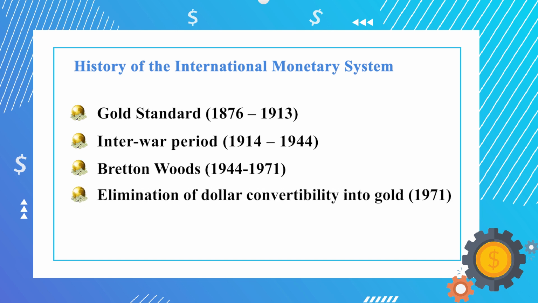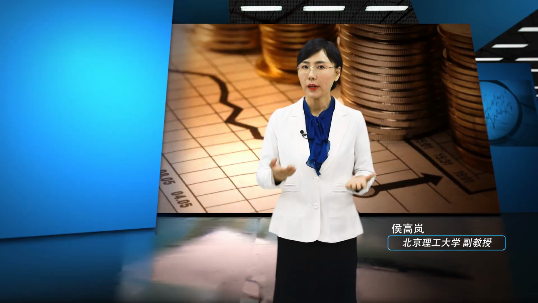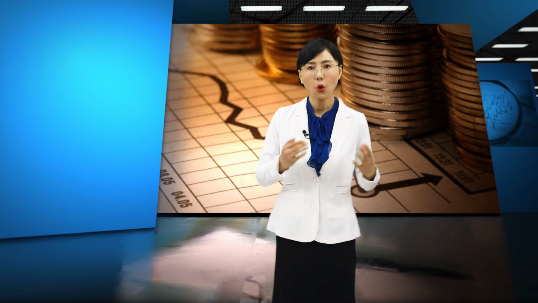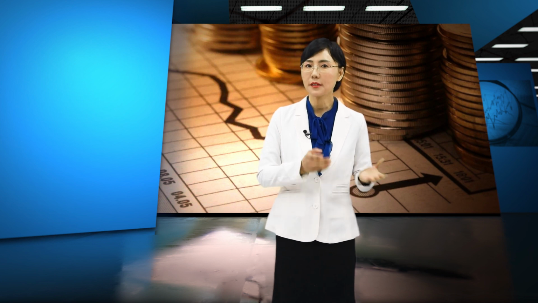In 1971, the dollar stopped being convertible into gold, which marked the breakdown of the Bretton Woods system. Since 1973, most currencies in developed countries have begun to float. Please note, in this chapter, when we talk about International Monetary System, we refer to the system conducted in major developed countries, since developing countries were in a passive position, having no control over the international monetary system.